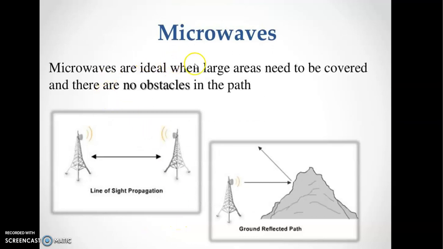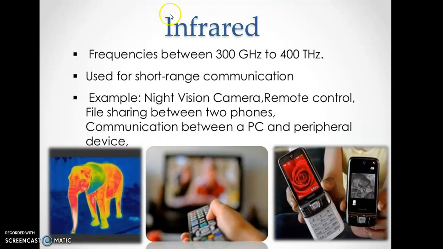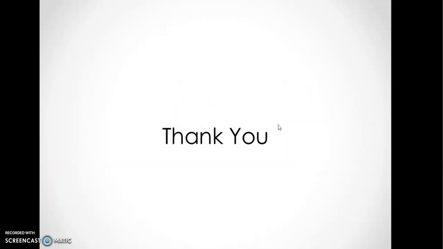Microwaves. Microwaves are ideal when large areas need to be covered and there are no obstacles. Microwaves are unidirectional. Microwaves range from 1 GHz to 300 GHz. There are two types of microwave communication system: terrestrial and satellite. Microwaves are widely used for one-to-one communication between sender and receiver. Infrared: frequency between 300 GHz to 400 terahertz, used for short-range communication. Examples: night vision cameras, remote control, file sharing between two phones, etc.